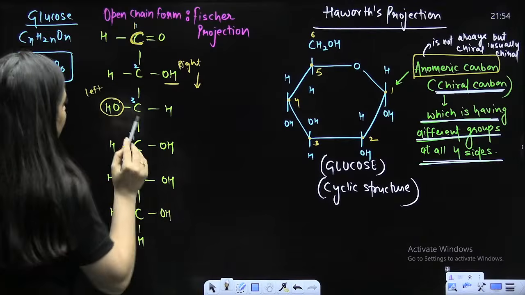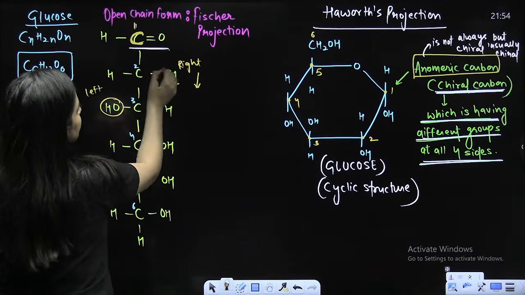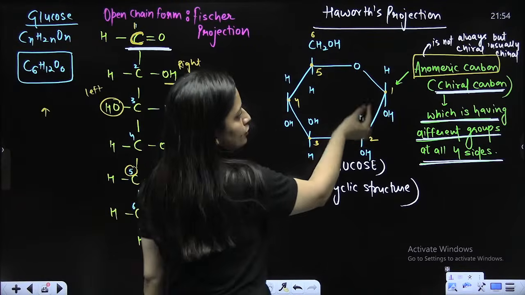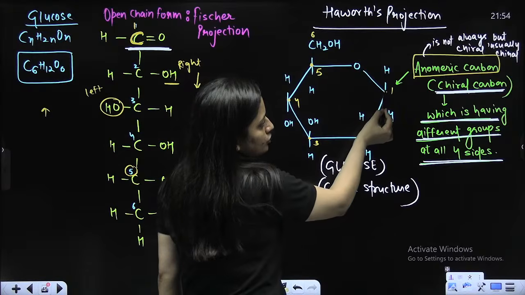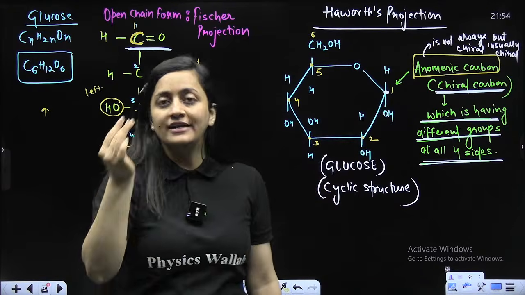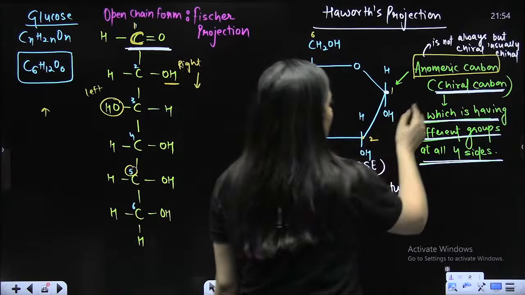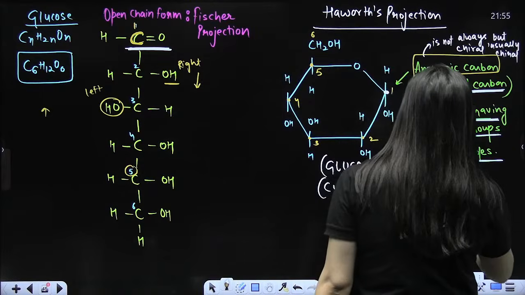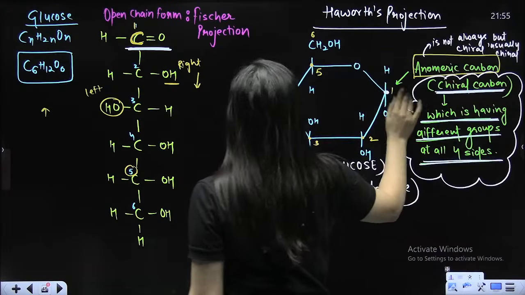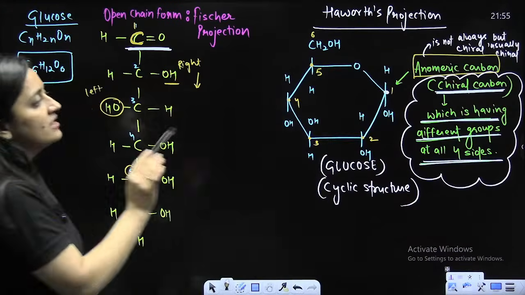So anomeric carbon you will use for this carbonyl carbon. In the open chain form, and in the ring also, you know that they will join. So this one is your anomeric carbon. Chiral carbon means all 4 sides will have 4 different groups. So anomeric carbon is not always chiral, but usually it is chiral.